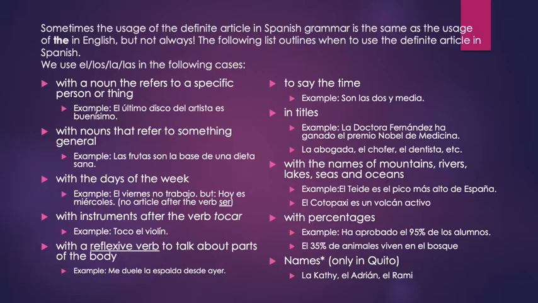With the days of the week, so el viernes no trabajo. That means I don't work Friday. Hoy es miércoles. No article after the verb ser. With instruments after the verb tocar, like for example, toco el violín, which means I play the violin, with a reflexive verb to talk about parts of the body. So for example, me duele la espalda desde ayer. So that means my back hurts.